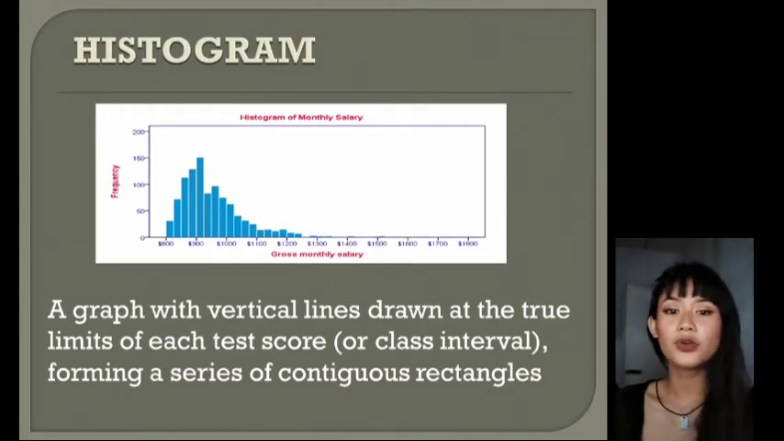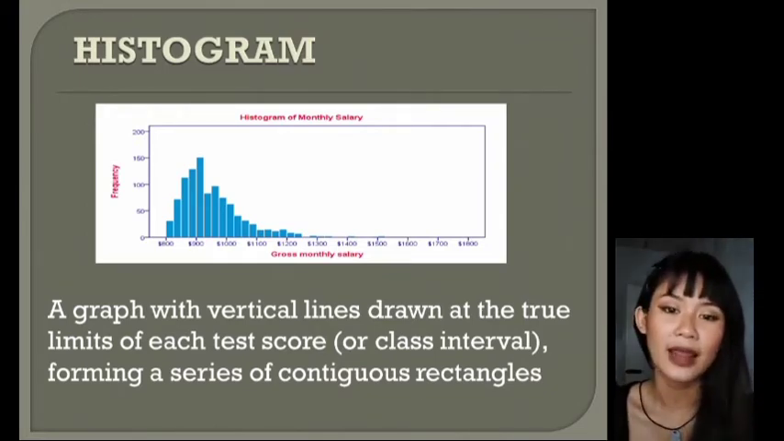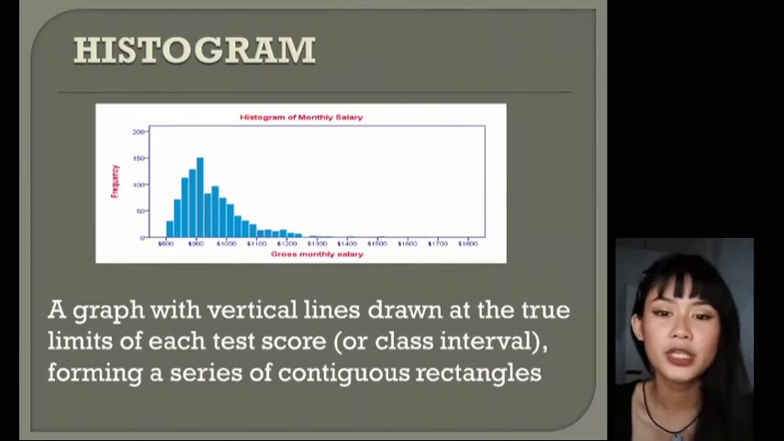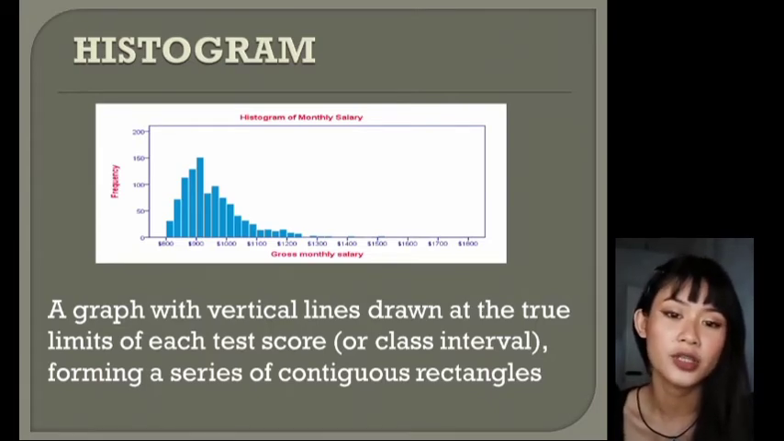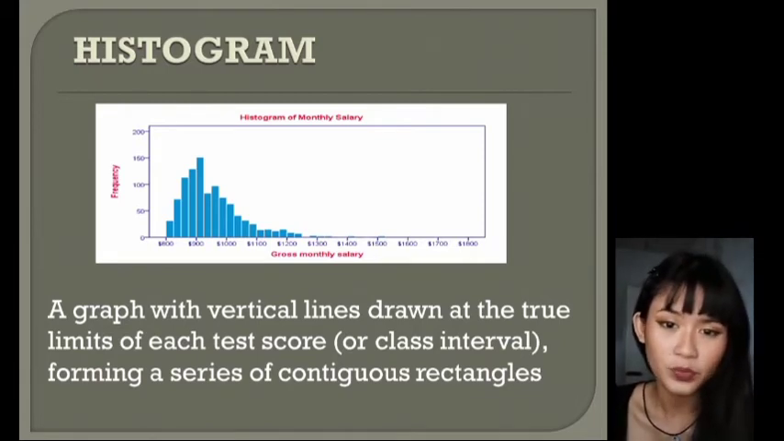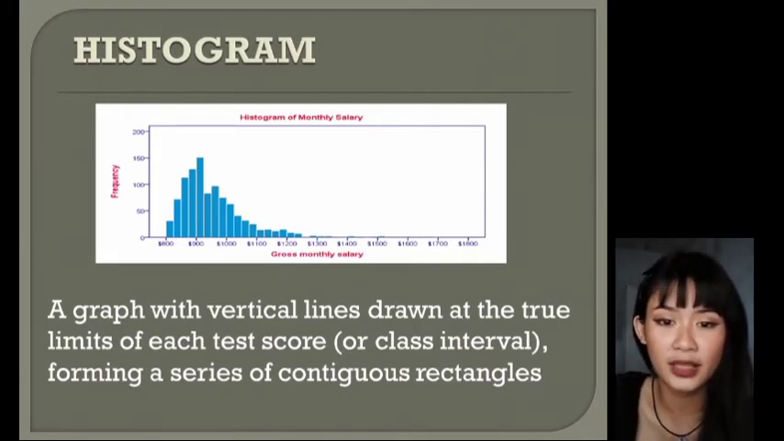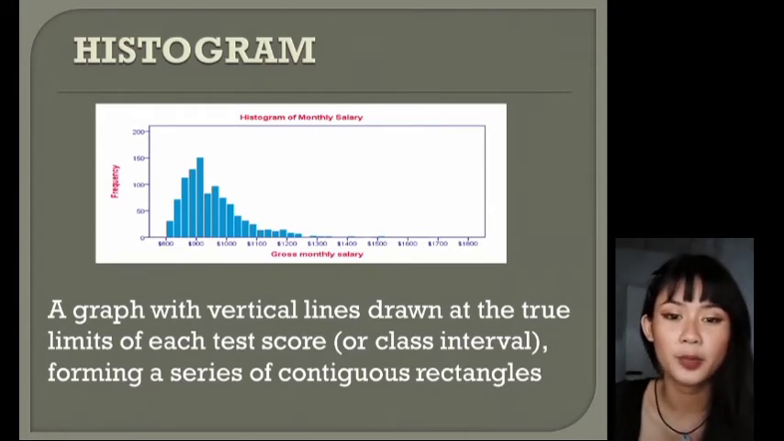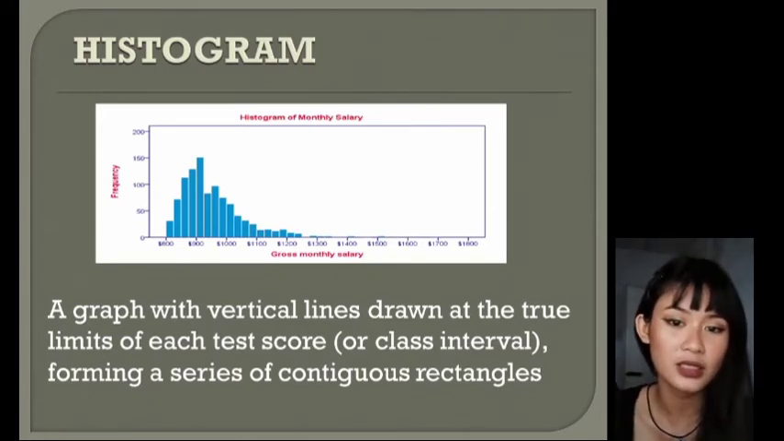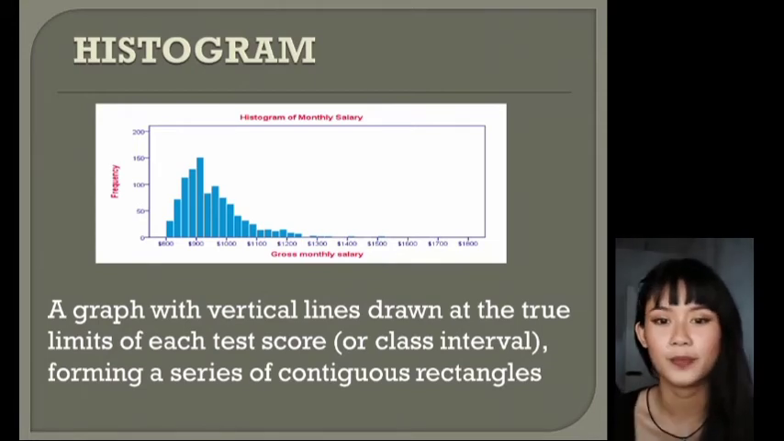A histogram is a graph that has vertical lines drawn at the true limits of each test score or class interval to form a series of contiguous rectangles. Test scores are plotted along the graph's horizontal axis, also known as the x-axis, while numbers indicating frequency of occurrence are plotted along the graph's vertical axis, also referred to as the ordinate or the y-axis.